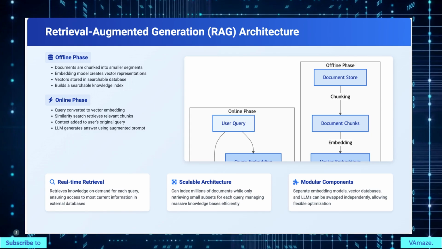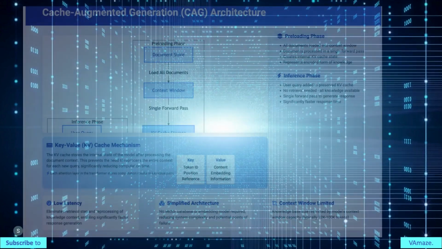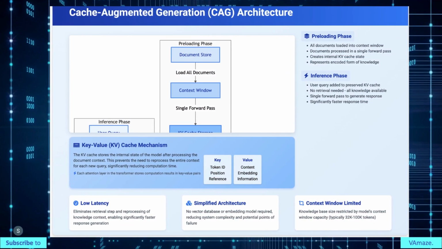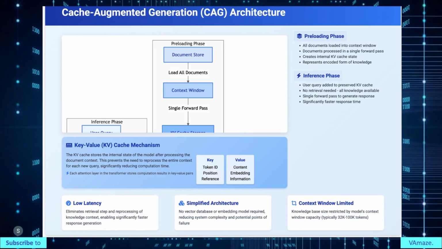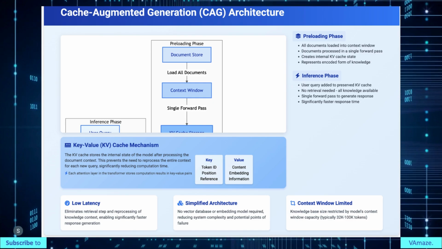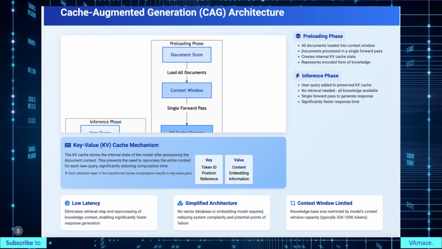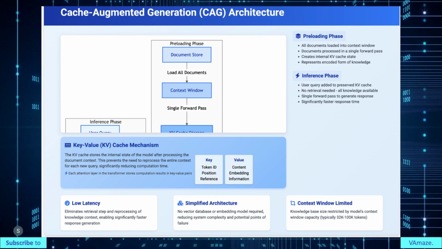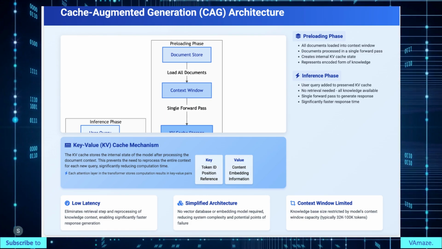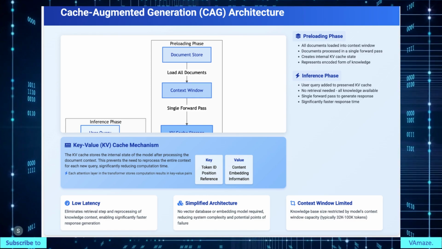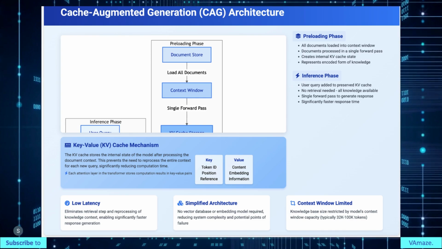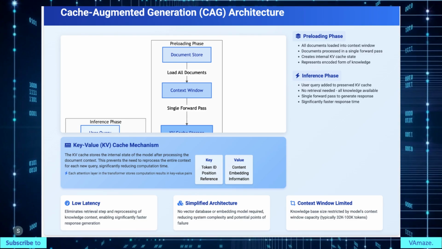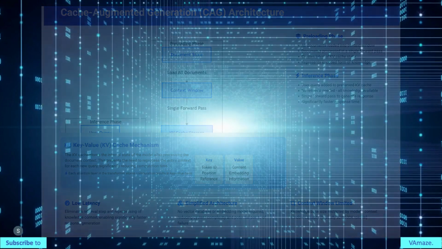Cache augmented generation. On the other hand, cache augmented generation takes a different approach by preloading all relevant documents into the system's context window during the preloading phase. This method stores knowledge in an internal cache, allowing for a single forward pass during the inference phase without needing to retrieve additional information. The result is low latency and fast response times. However, the key limitation of this method is the size of the context window, which restricts the amount of knowledge that can be cached.